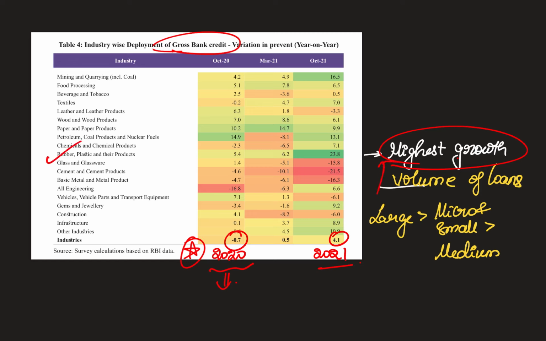And if we talk about the volume of loans, large companies, followed by micro, small and medium companies, took the credit in that particular order. This can be a question in your prelims examination.